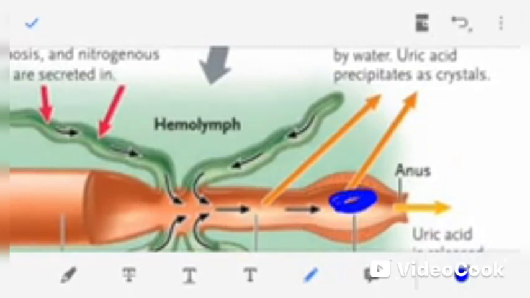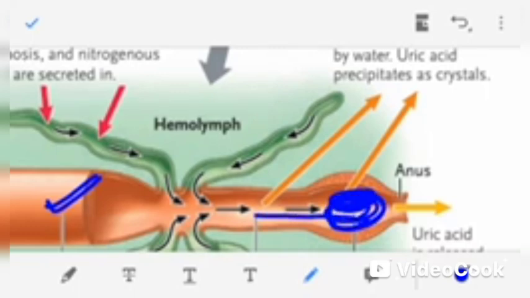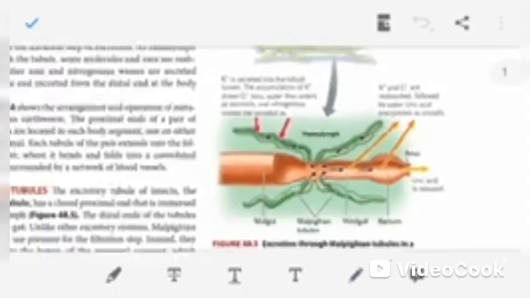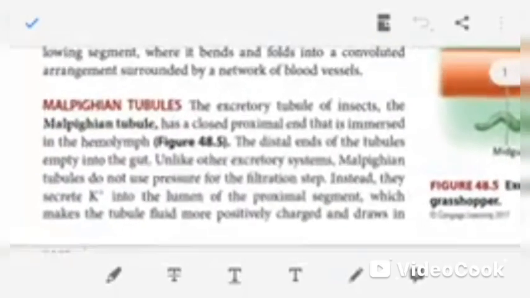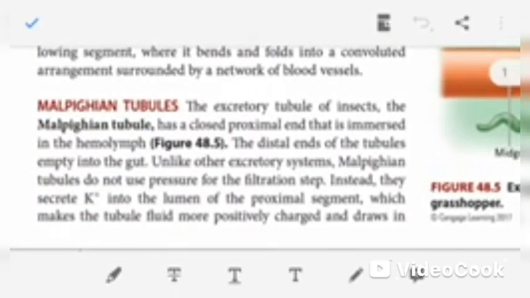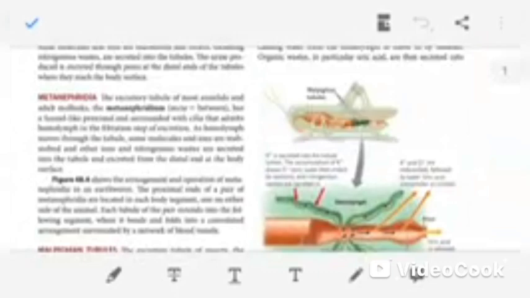So now here, this is the GI tract. We know the digestion process, and once the digestion process is completed, the feces is formed. So here the feces mixes with the uric acid, and this feces and uric acid are expelled out through the anus outside the body. So this is about the Malpighian tubules.